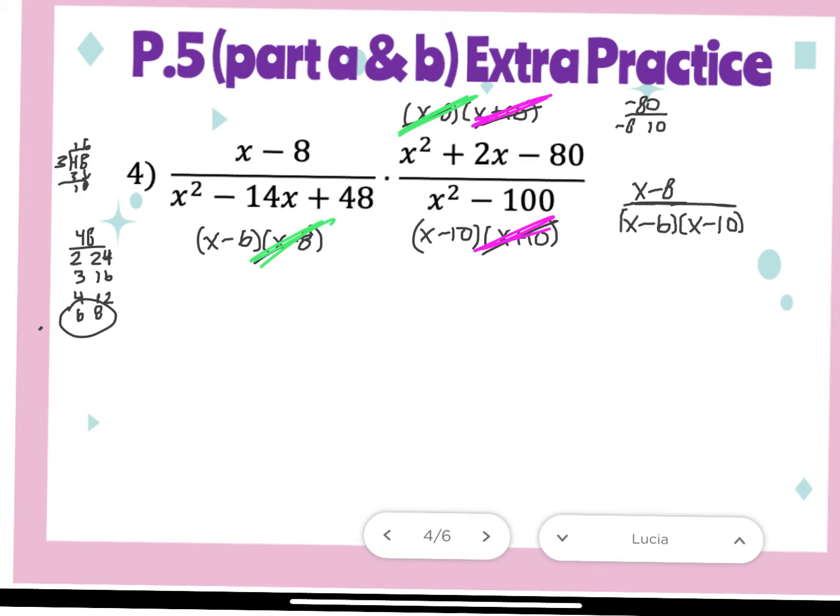Either way, you should still end up with an x minus 8 in the top and then x minus 6 and x minus 10 in the bottom. You want to leave it expanded like that. Don't refoil that out, okay? You want it as simplified as possible in the fraction form. Questions on that one? Yeah, Kevin.